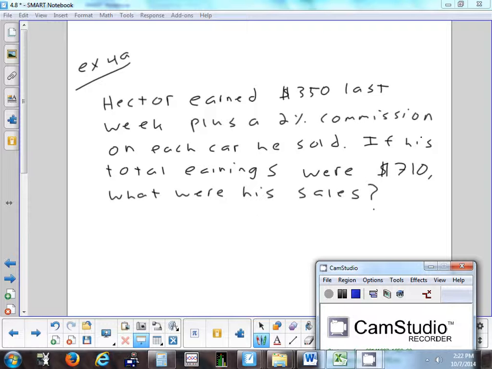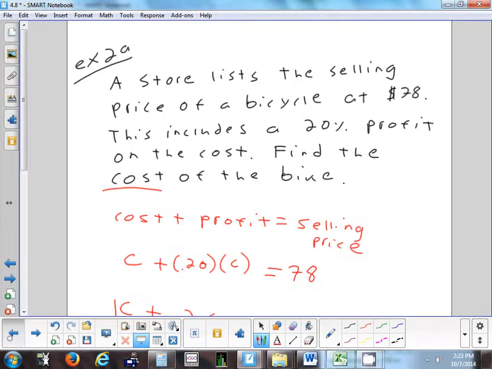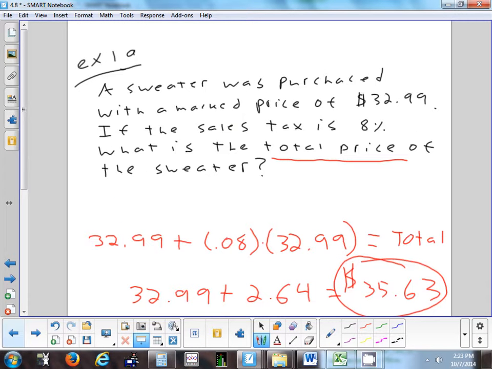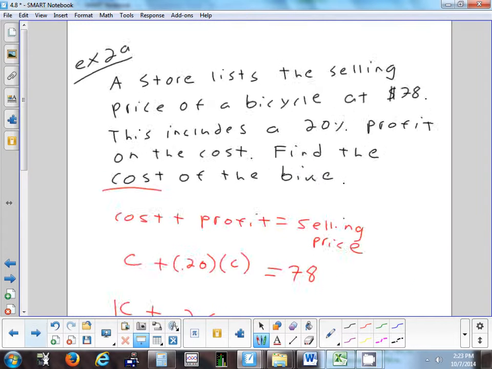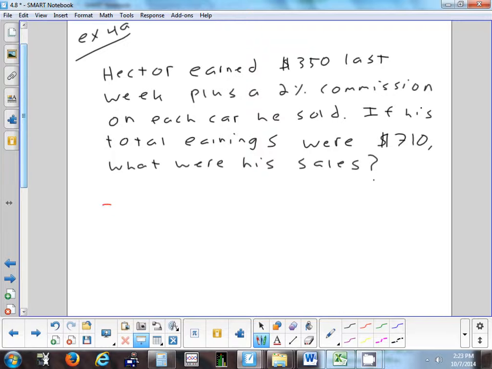Yeah? Is 350 his salary? Yep, 350, that would be the salary. So why wouldn't you just take 350, subtract it by 710, and would give you the percentage? Okay, so let's fill in the formula and see what happens. Just go by the formula. Don't think about it. So salary plus commission equals total earnings. So let's write that down. Salary plus commission.